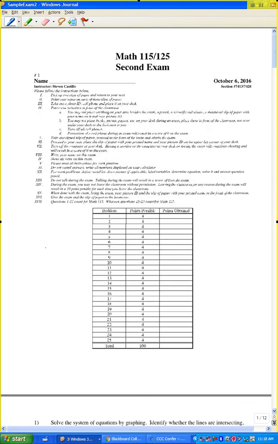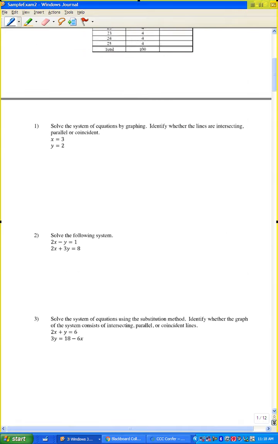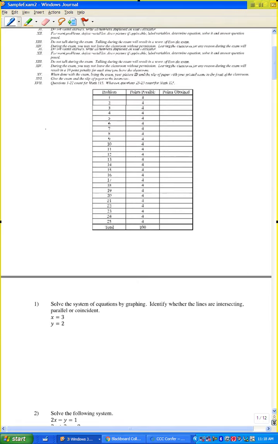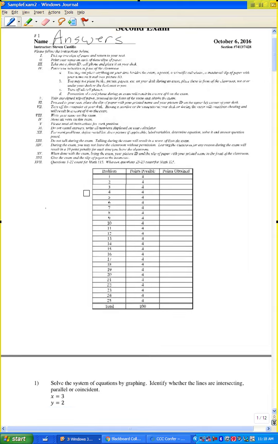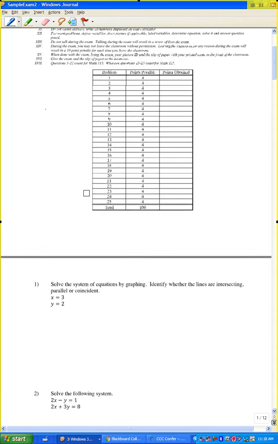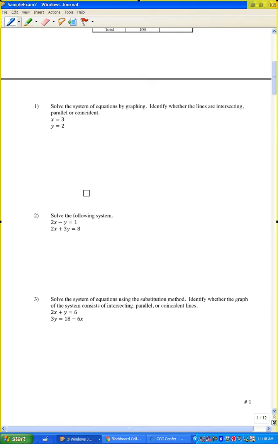So, the second exam. Let me do the answers. Please again read and be familiar with all of the instructions before you come to class, so that you're sure that you do not violate any of the policies and you know what to do.